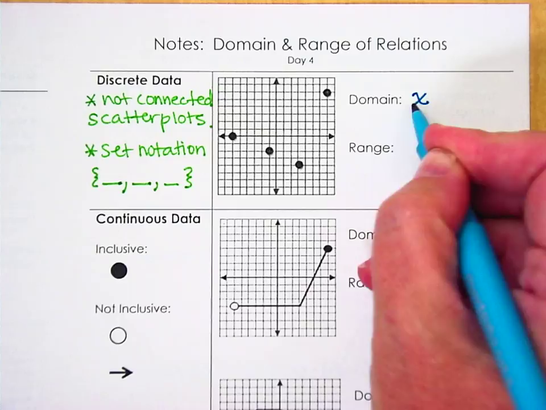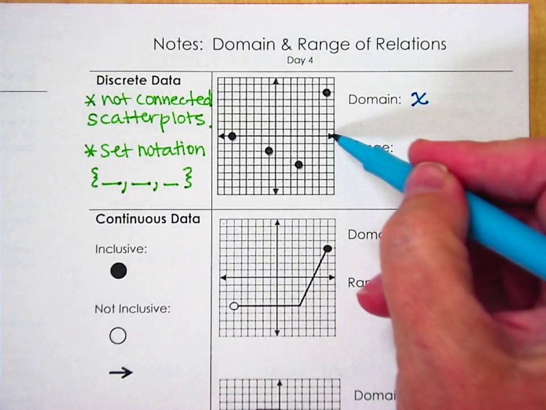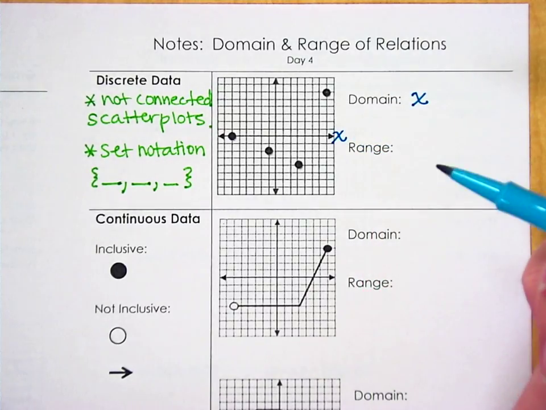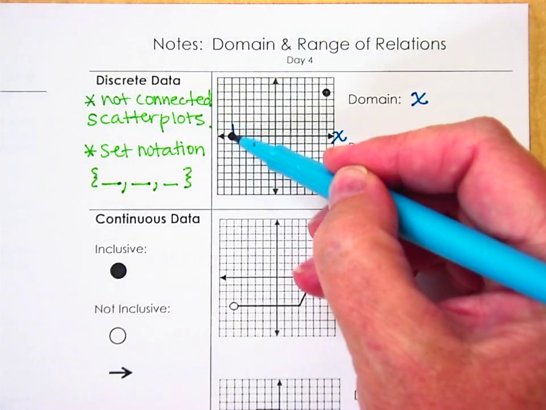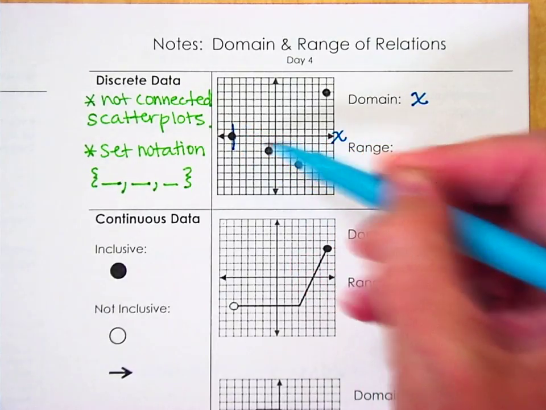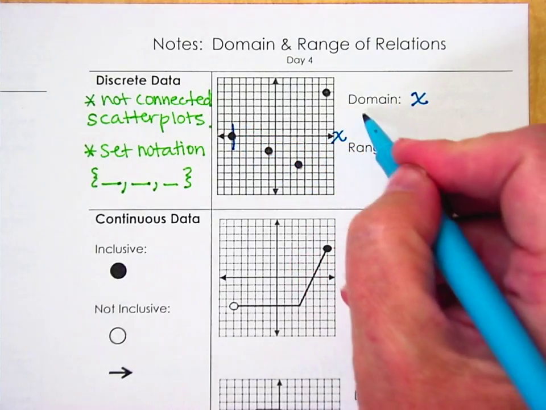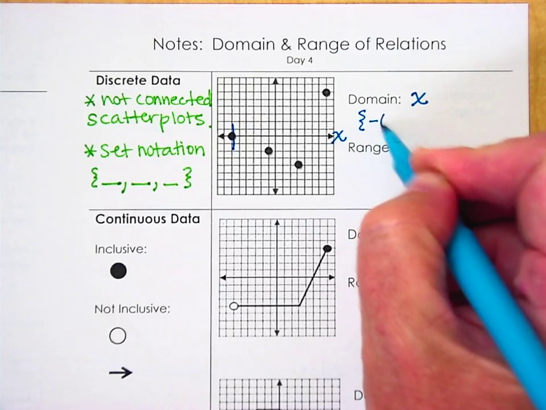It covers the x. So I'm going to go along my x-axis, and I usually start at the left-hand side and move across. And that first x value is -6. Bracket, -6, comma.